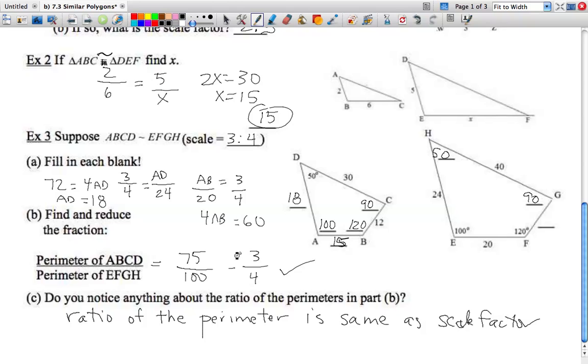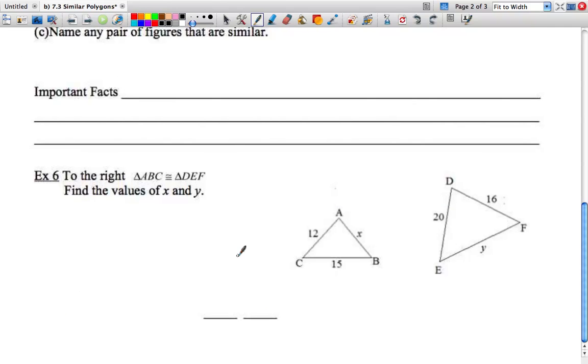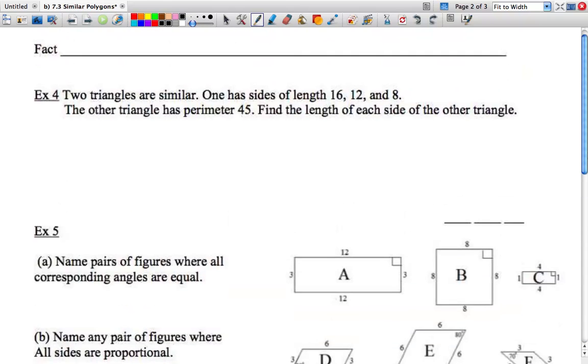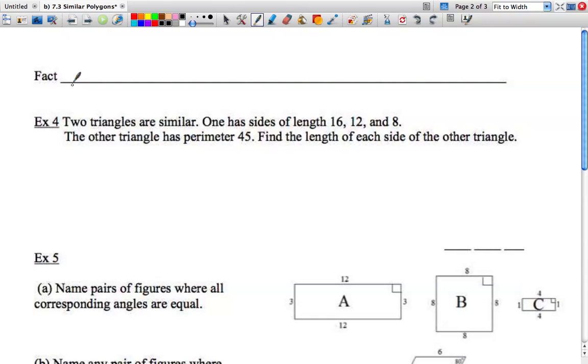Okay, going to the next page. So a handy-dandy fact up here is that the perimeter ratio equals the side ratio, or the scale factor. Side ratio is also known as the scale factor.